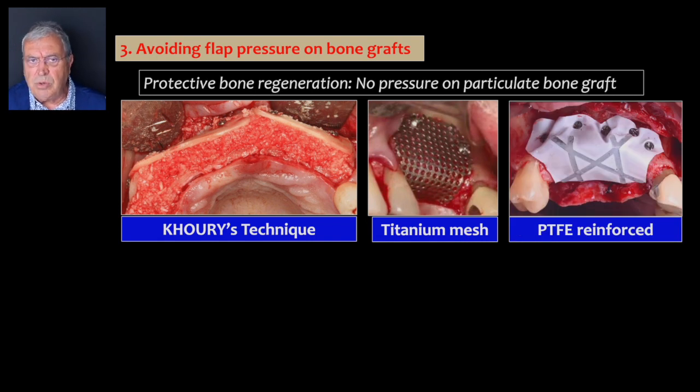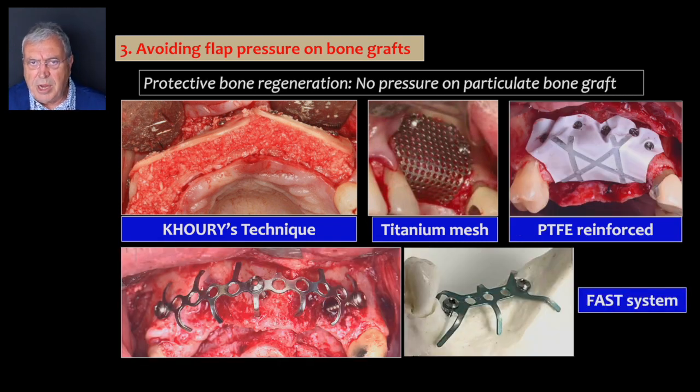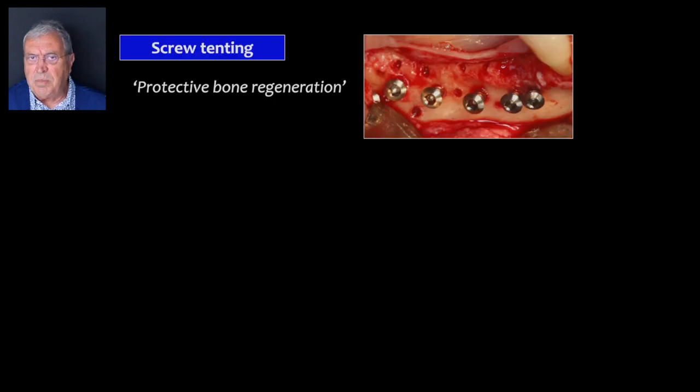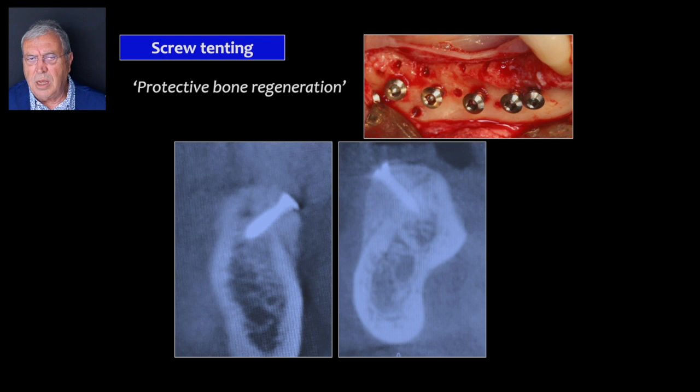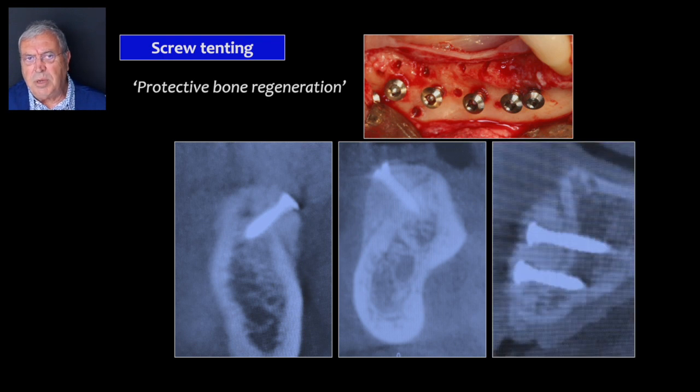When we use screws or when you use mesh, we can do it very simply by screws. And this is how we can maintain the volume, because we remove the pressure by the screws.